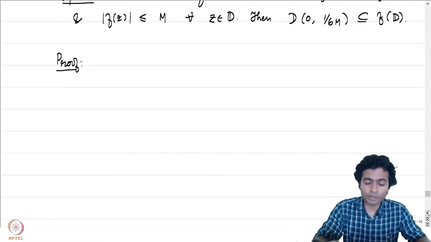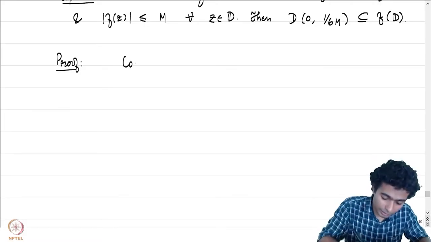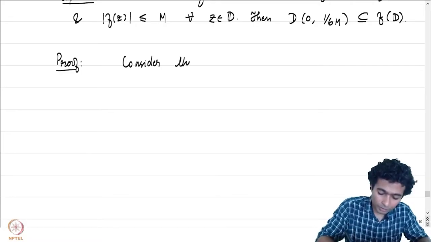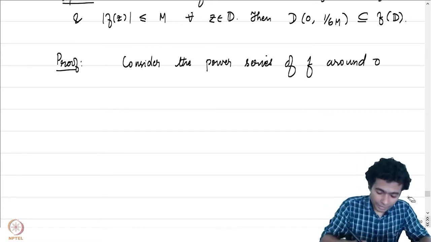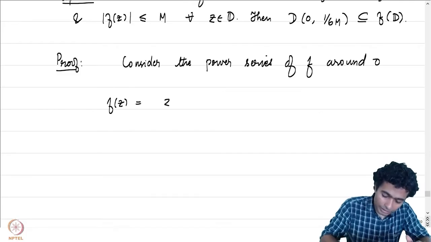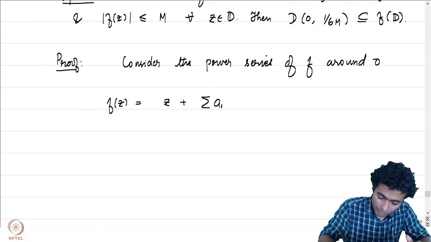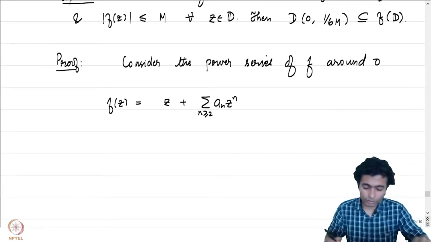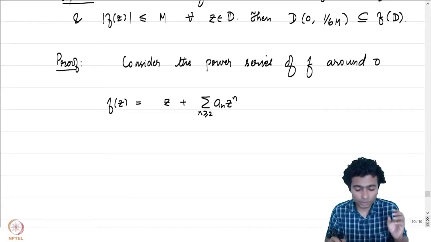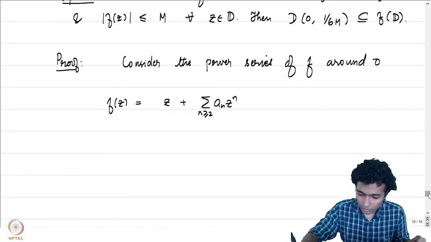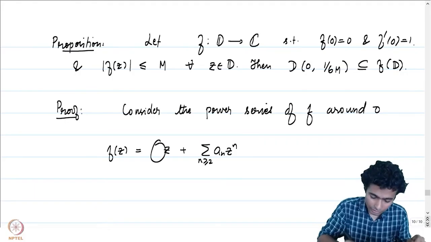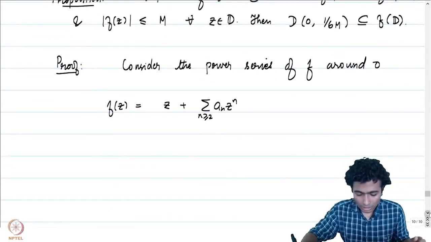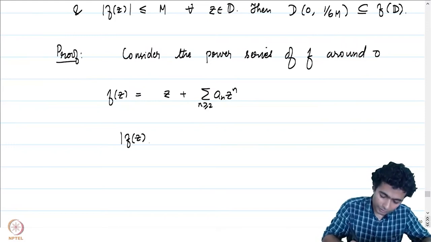We know that f of 0 is 0 and f prime of 0 is 1. Consider the power series expansion of f around 0. f of z will be of the type f of z is equal to z plus higher order terms, a_n z to the power n, n greater than or equal to 2. Notice that f of 0 is equal to 0 tells us that the constant term is 0, and f prime of 0 is equal to 1 tells us that the coefficient of z is equal to 1. Those are the conditions in the hypothesis.